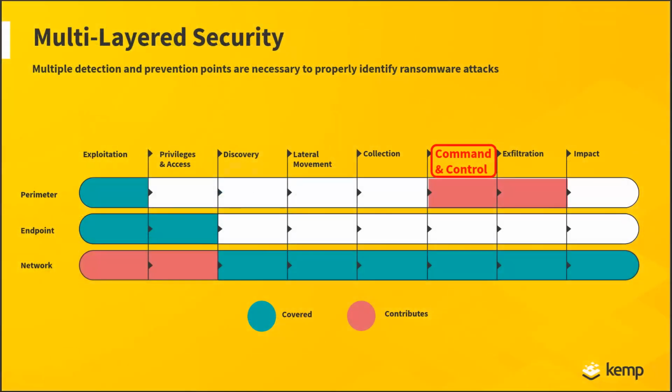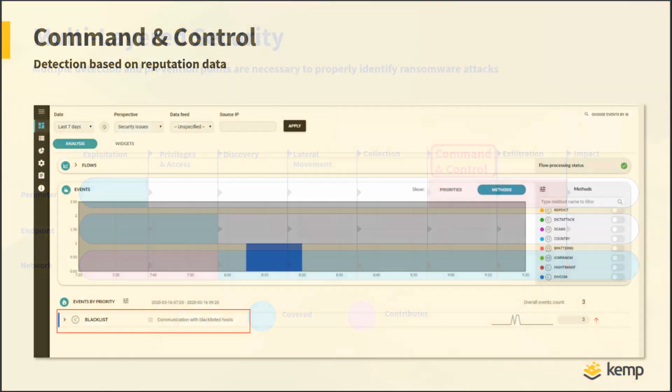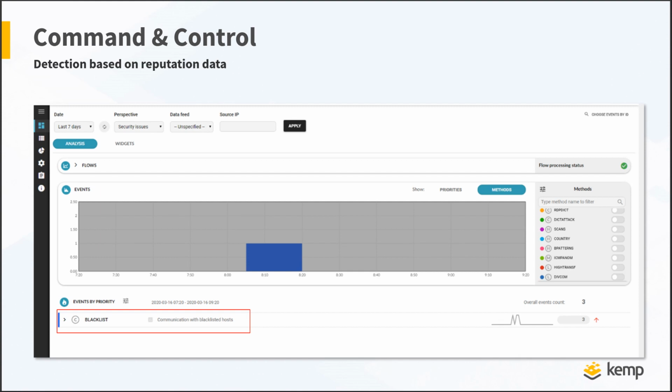And one of the tactics that we can show here also is the command and control communication. So we are able to detect this command and control communication between the devices and the attacker thanks to our reputation data. Whenever we know that a specific IP or domain is malicious, using the reputation data that is automatically updated every 6 hours, we can easily detect such communication, as you can see on this slide.